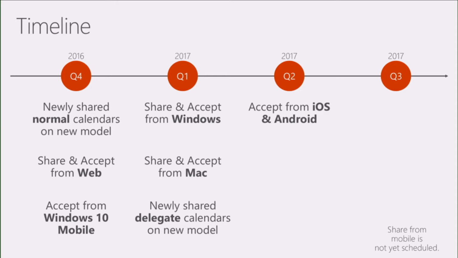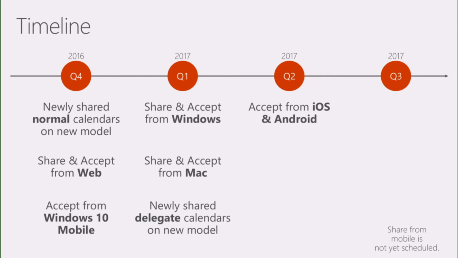We're going to start with normal in Q4, and we'll have the new UI in web for share out and accept, and on Windows 10 you'll be able to accept. So what this means is it's really important that both the person sharing their calendar and accepting their calendar are doing so from a modern client. So when you see this blog post on Outlook, blogs.office.com/Outlook, you need people to remove their existing relationships, share and accept from the web if they want to be getting it on their mobile devices.